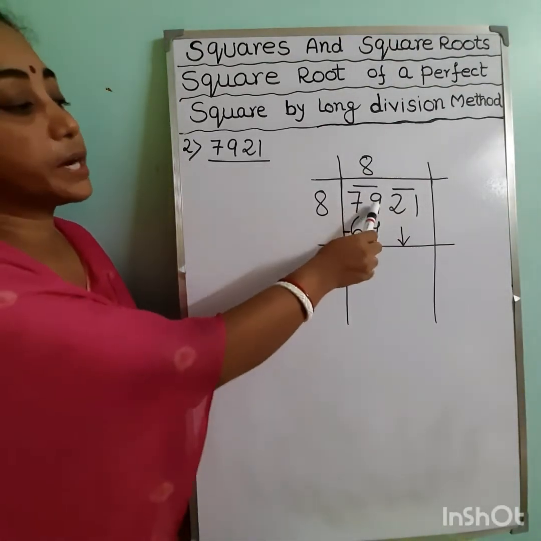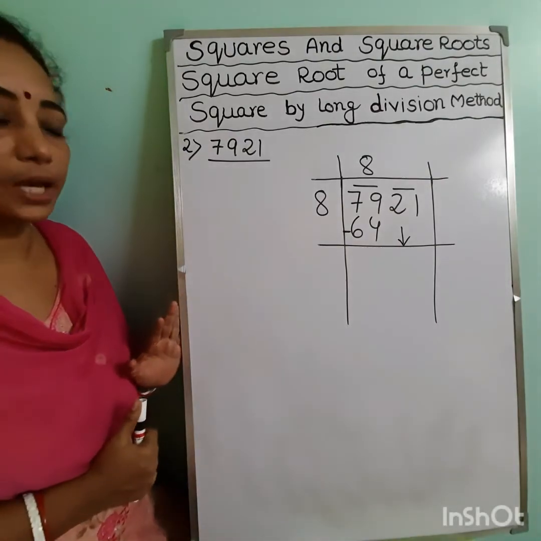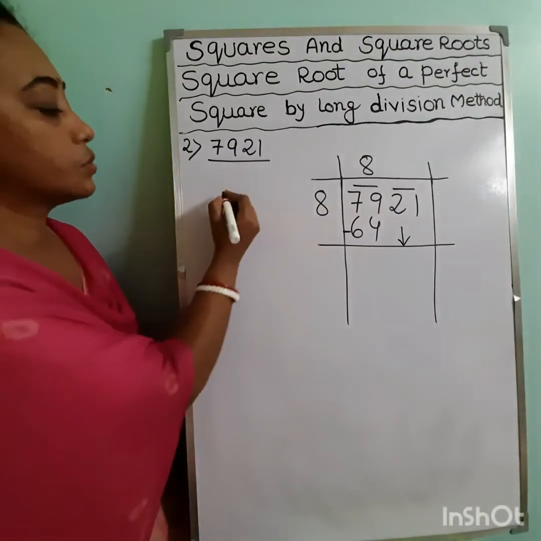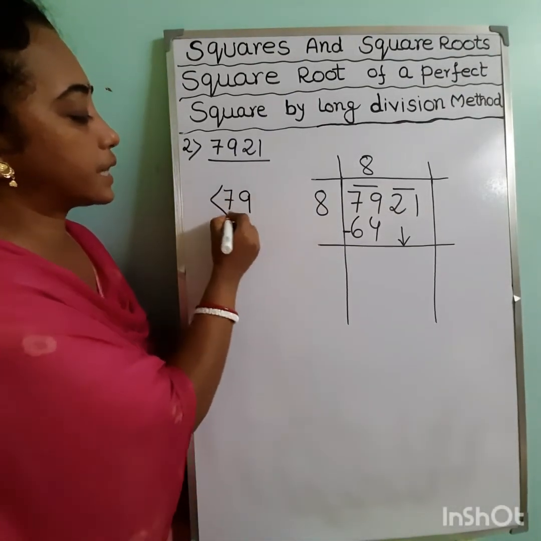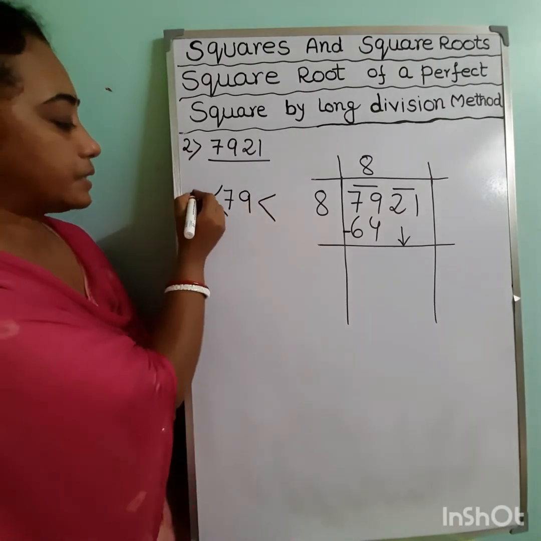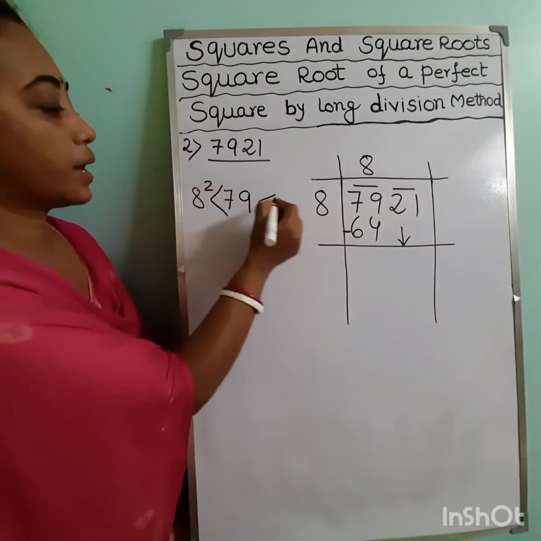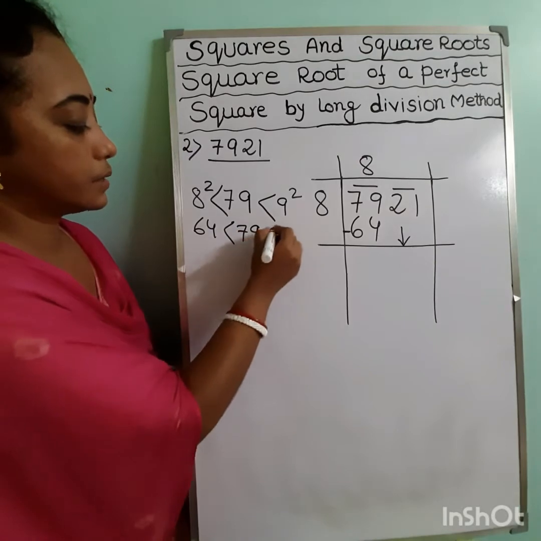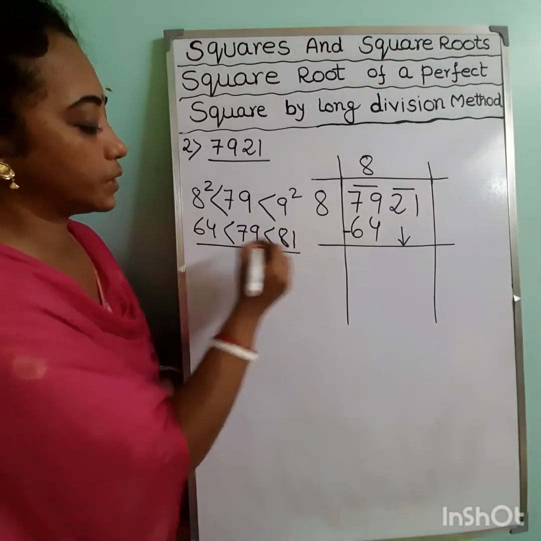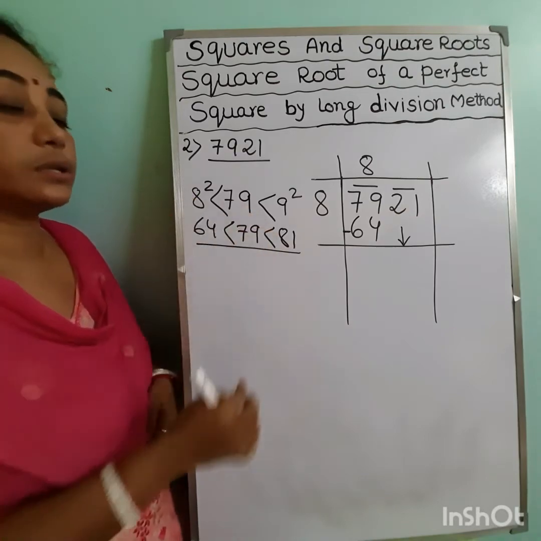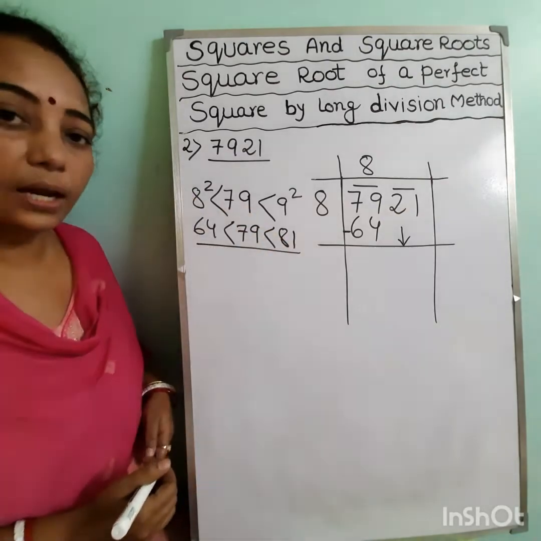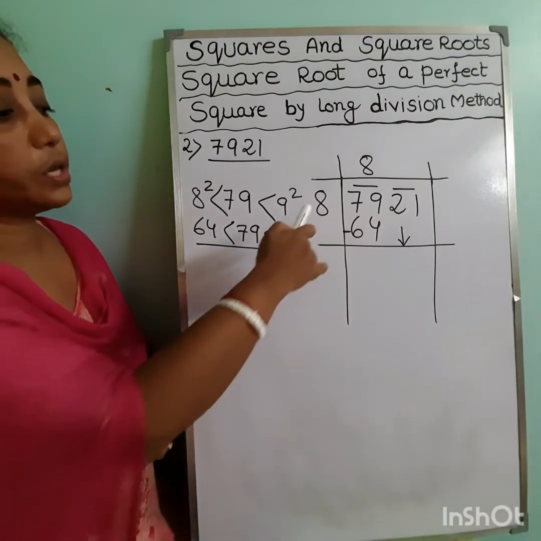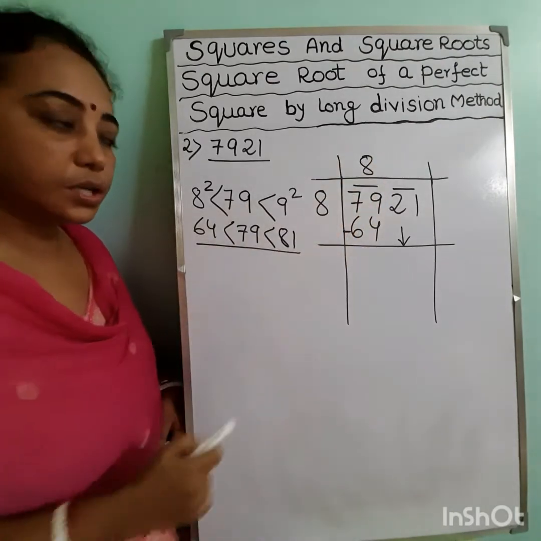Now we select the first period, that is 79, and we have to think of the largest number whose square is less than or equal to the first period, 79. So this number is lying between which two square numbers? If I write 8 square and 9 square, what is 8 square? 64. And what is 9 square? 81. So 79 is lying between 64 and 81, that means between 8 square and 9 square. So we take 8 as the divisor and the quotient both.